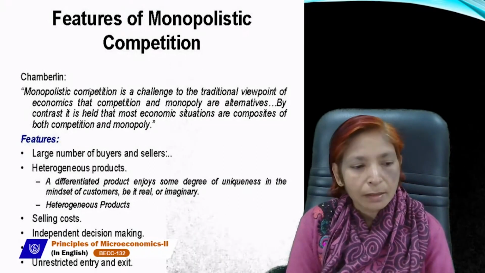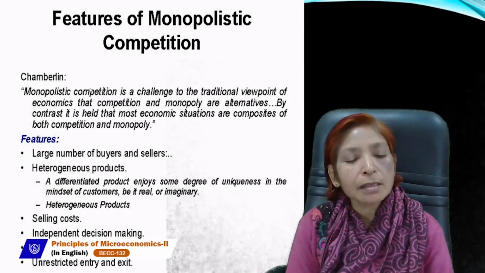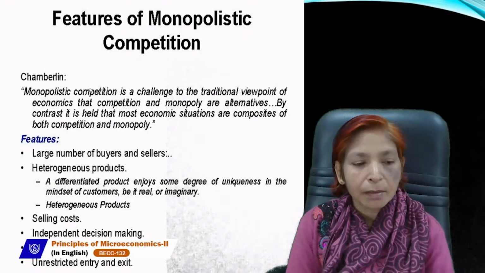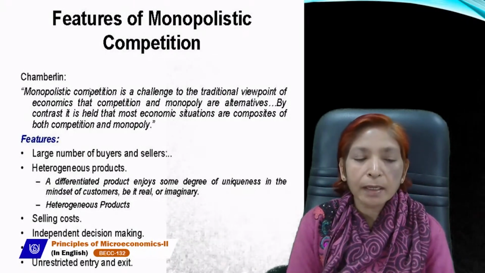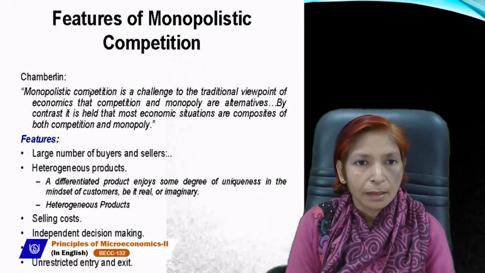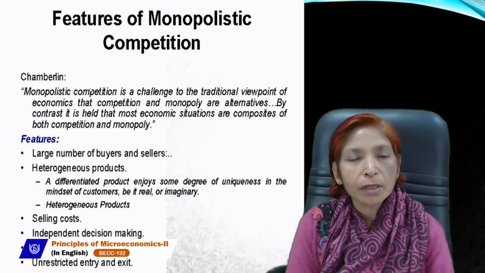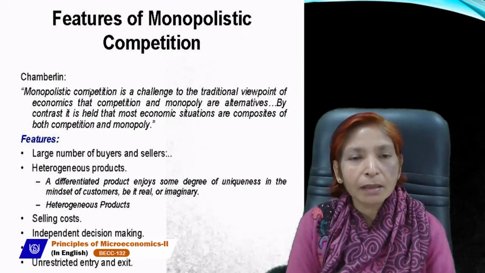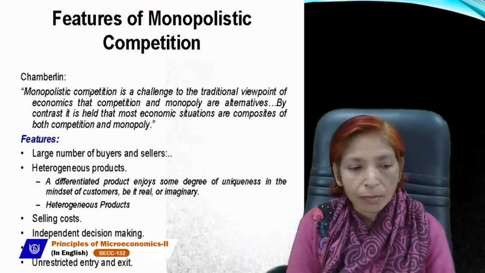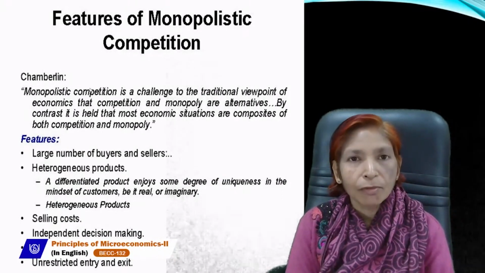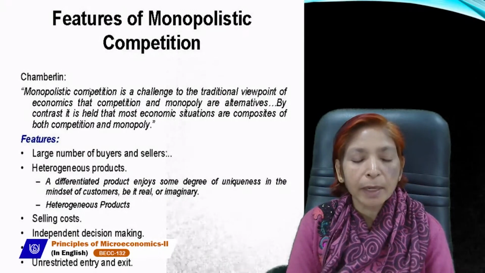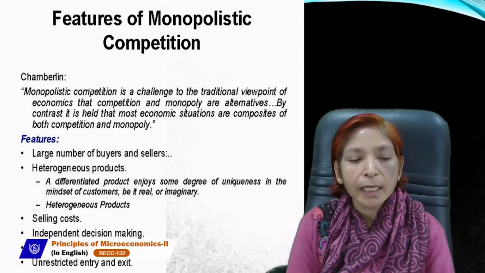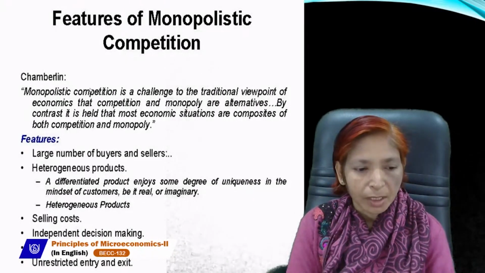Next point is independent decision making. This firm has the power of independent decision. It means in monopolistic competition, the sellers which exist in this market have the power of making decisions independently. There is no control over them by any other person.